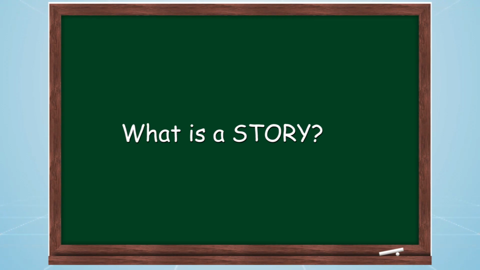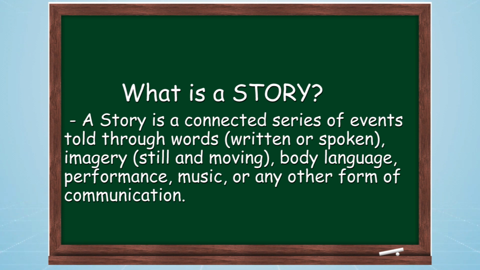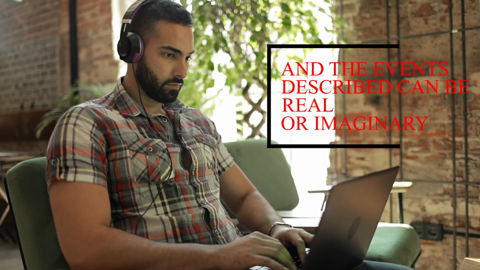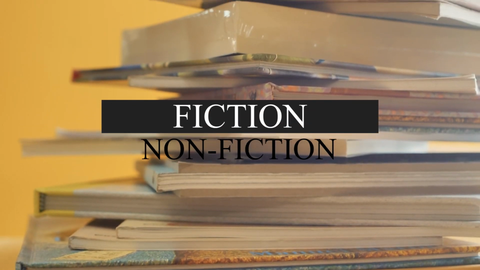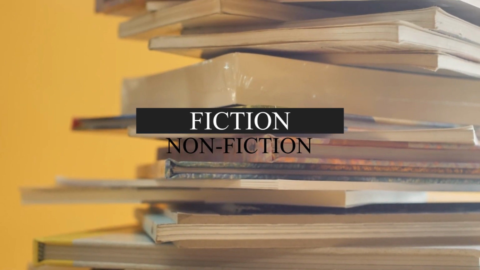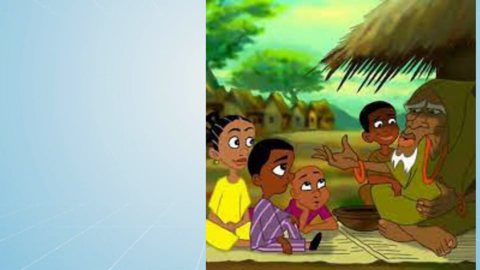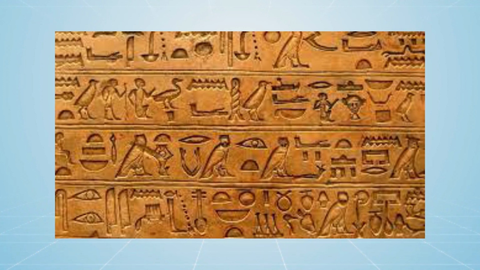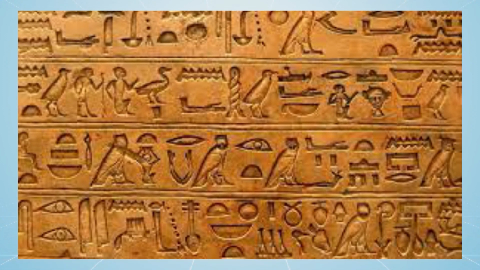First, what is a story? A story is a connected series of events told through words, written or spoken, imagery, still and moving, body language, performance, music, or any other form of communication. You can tell a story about anything, and the events described can be real or imaginary, covering both fiction and non-fiction. Stories are of great value to human culture and are some of the oldest, most important parts of life.